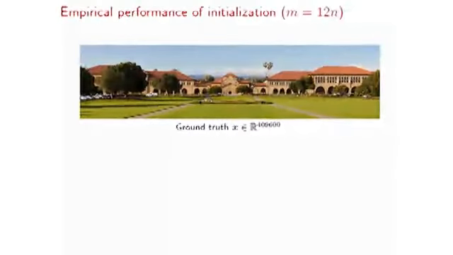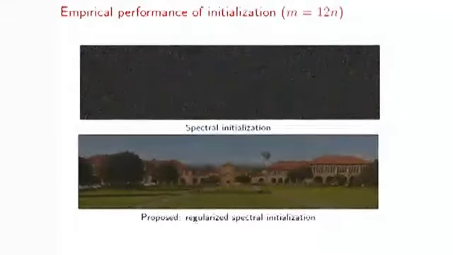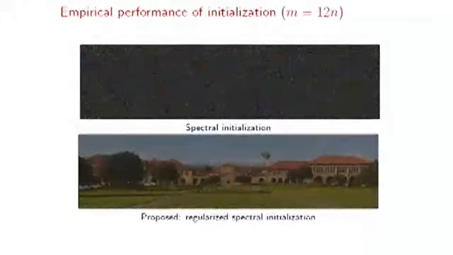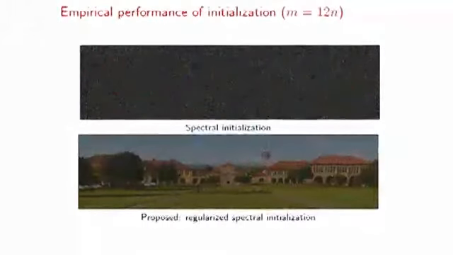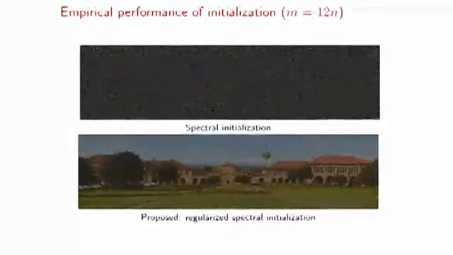Let me give you a numerical example. Suppose that our ground truth, X, is this Stanford quad image, which contains a lot of pixels. If we just do spectral initialization without any trimming procedure, this is the initial guess that we are going to get, from which we can hardly see any information. But if we first do some trimming, where we trim a few data before we perform PCA, this is the image that we get, in which you can already see a lot of information about this Stanford quad.